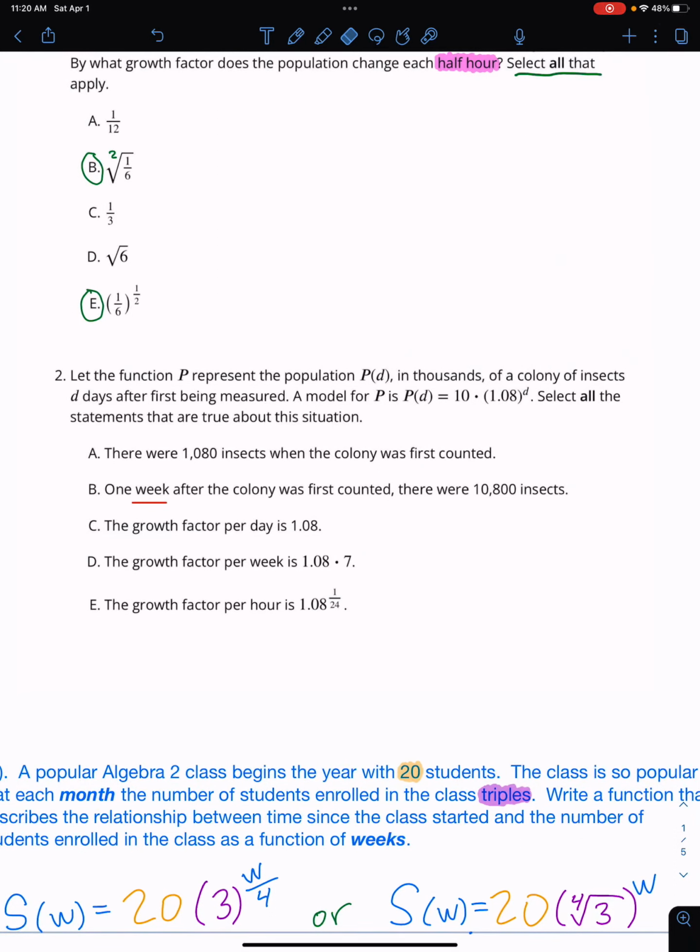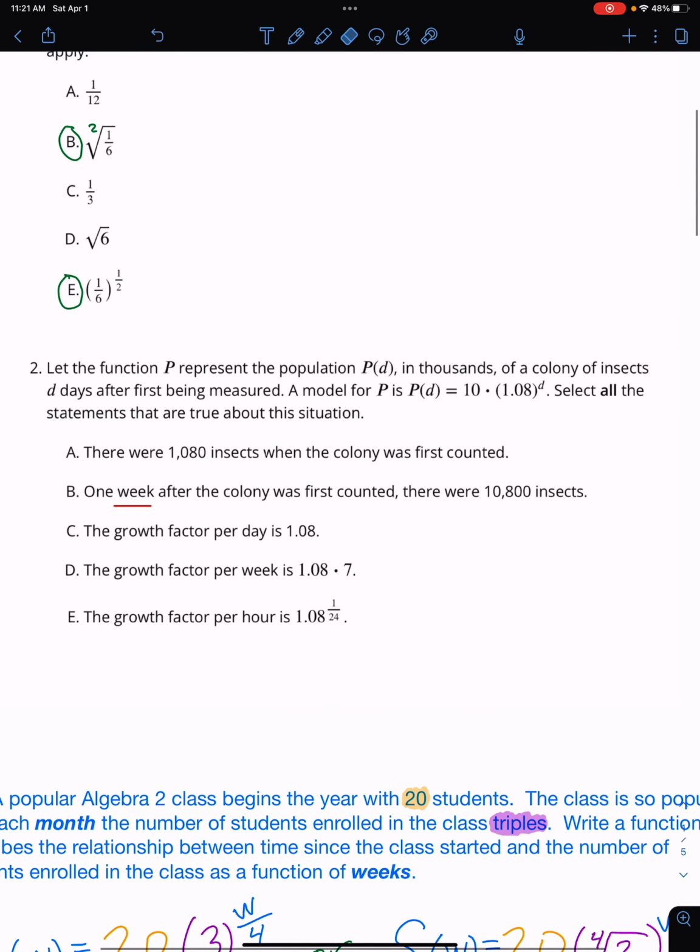Here we are, question number 2. Let the function P represent the population P of D in thousands of a colony of insects, D days after first being measured. A model for P is P of D equals 10 times 1.08 to the power of D. Select all the statements that are true about this situation.